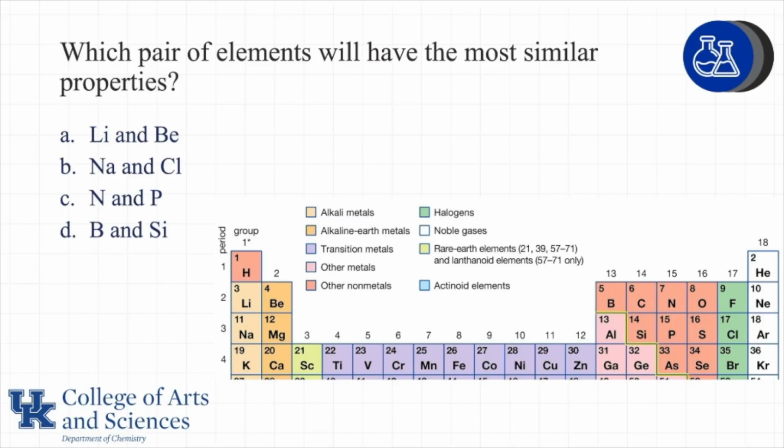Which pair of elements will have the most similar properties? Let's first locate each element on the periodic table. So we have lithium and beryllium. They're in the same period, but different groups or different families. We have sodium and chlorine, which are on opposite sides of the periodic table. So one's a metal and a nonmetal. We have nitrogen and phosphorus, which are in the same family. And then we have boron and silicon, which are both metalloids, but in different families. So of these four pairs, nitrogen and phosphorus are going to be the most similar because they're in the same family.